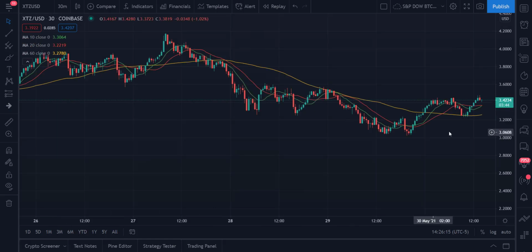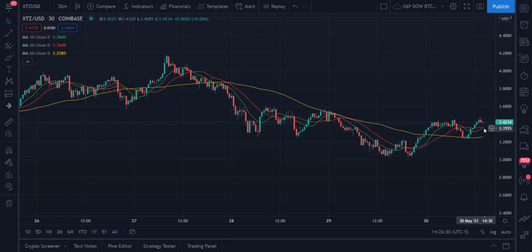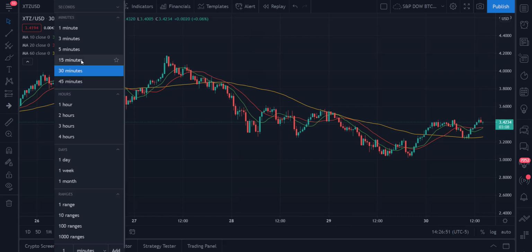Let's look at the 30 minute. The 30 minute also is inconclusive. Very interesting. The 10 hasn't quite gotten above the 20. You can look at it numerically in the upper left-hand corner. You see those numbers changing. Right now we've got the 10 sitting at 336 and the 20 sitting at 336.48, so slightly higher, and then the 60 is a bit lower. But the 30 minute is technically inconclusive.